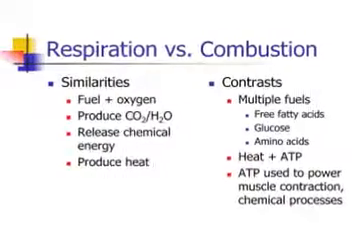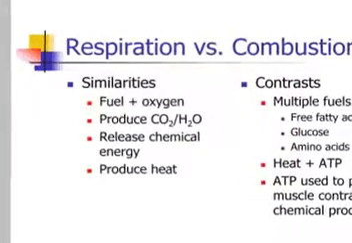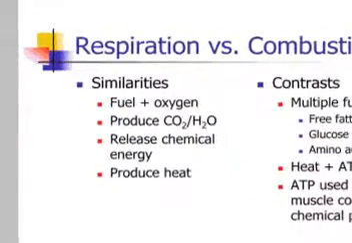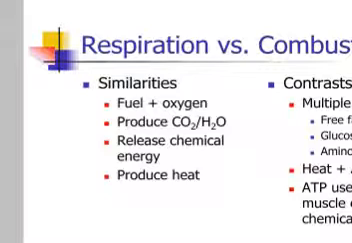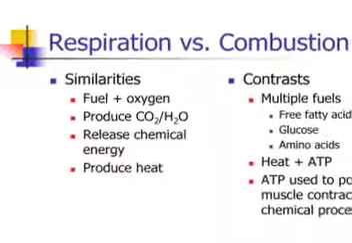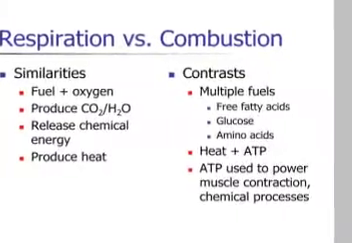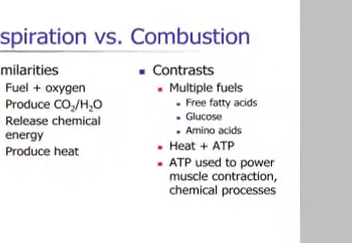Using a fuel, combining it with oxygen, producing carbon dioxide and water, that releases chemical energy. The energy in the bonds, largely the carbon-hydrogen bonds, and ultimately produces heat in the flame and in the body. The human body and mammalian bodies, of course, use a different fuel. They largely run on free fatty acids, glucose, and a little bit of amino acids.